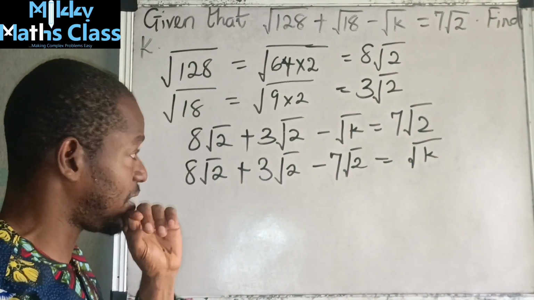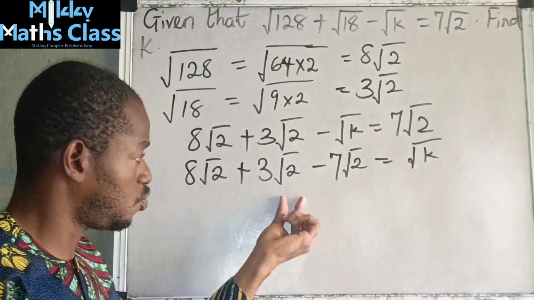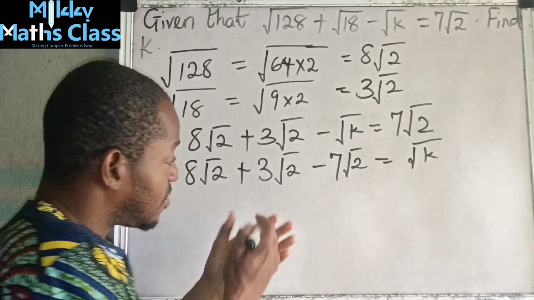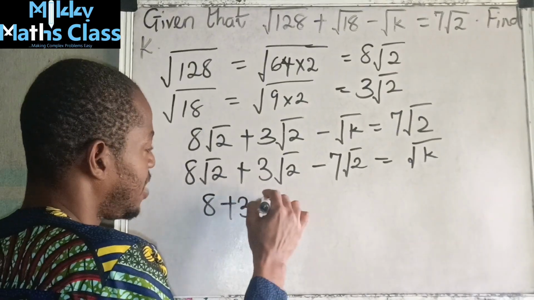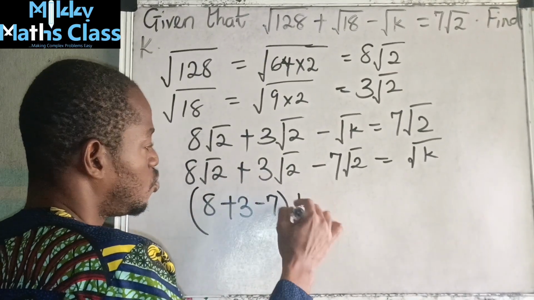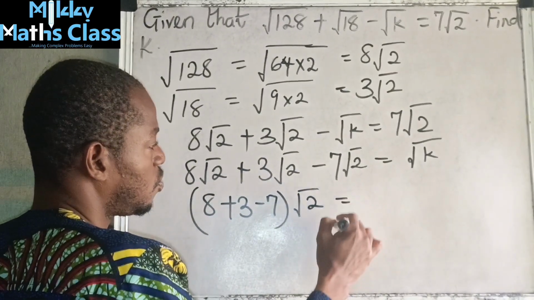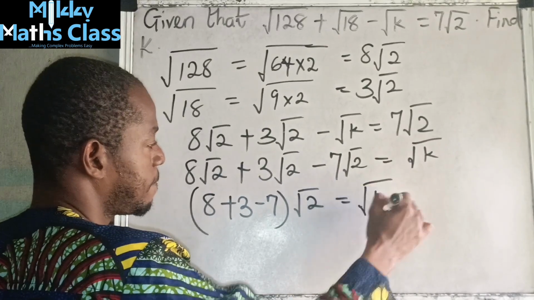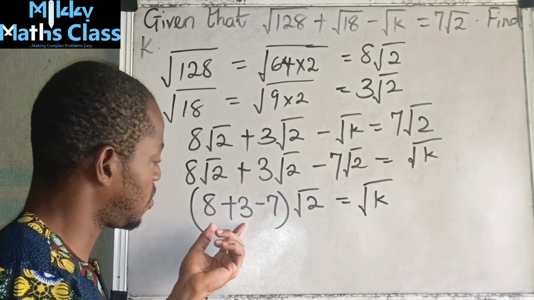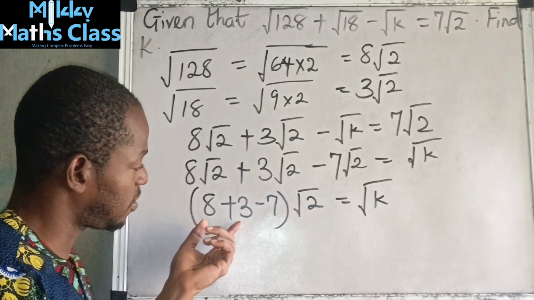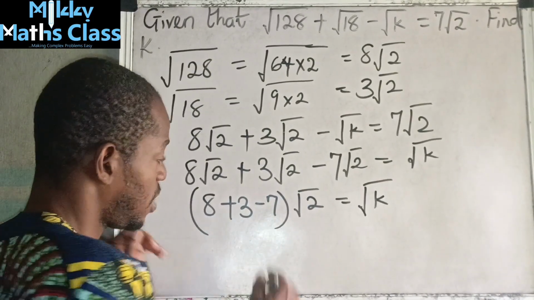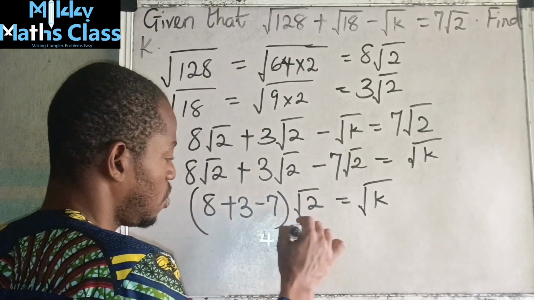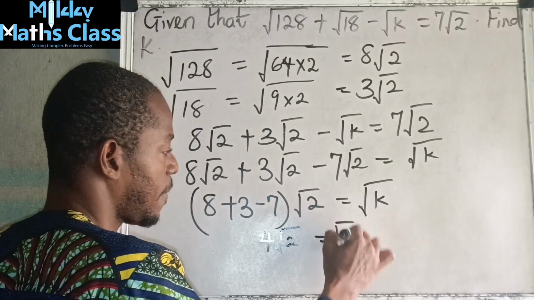Now, the next thing I'll do, since I have root 2, root 2, root 2, I can simplify it. So this becomes 8 plus 3 minus 7, times root 2, is equal to root k. Now, 8 plus 3, that's 11. 11 minus 7, that's 4. That's 4 root 2 is equal to root k.